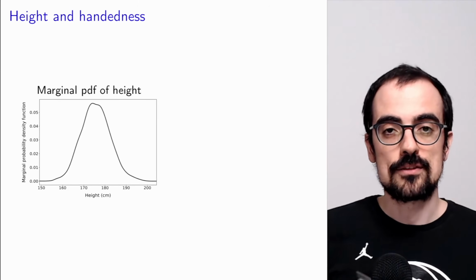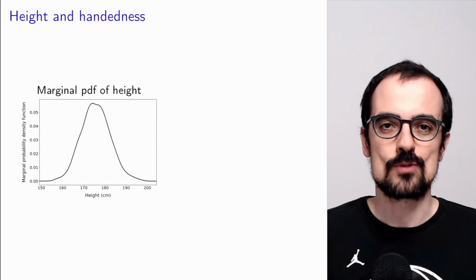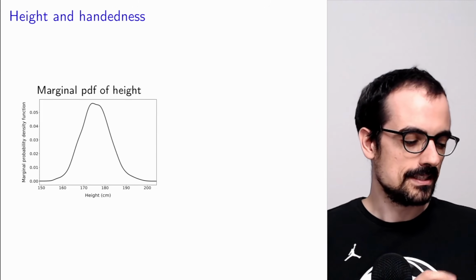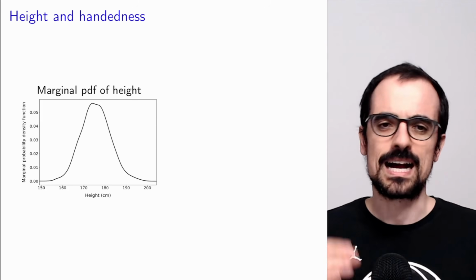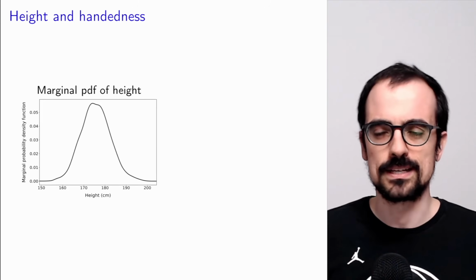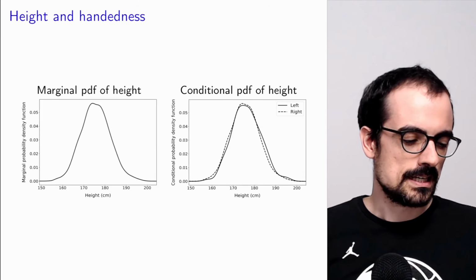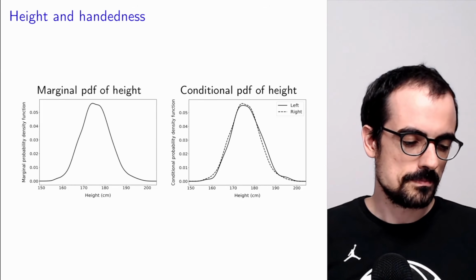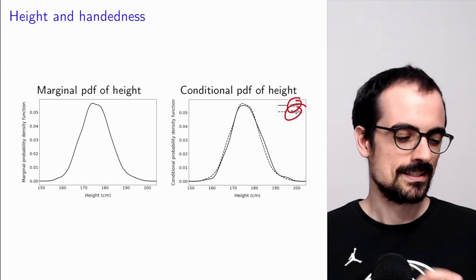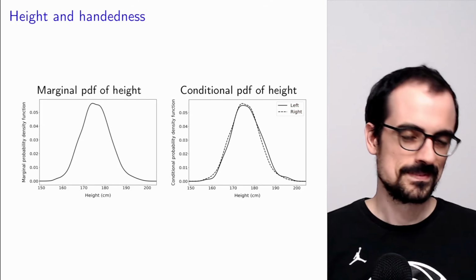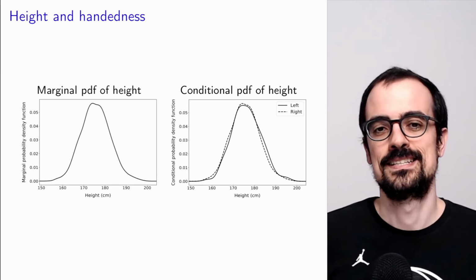So now we're going to look at another example. We have height and handedness, which basically means if you're right-handed or left-handed. This is the marginal PDF of height. This is in the same population of the US Army, where I also know whether people are left or right-handed. This is the conditional PDF of height for left-handed people and right-handed people. They look extremely similar. So what does this suggest about height and handedness?